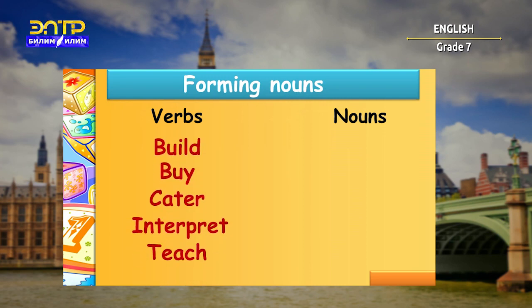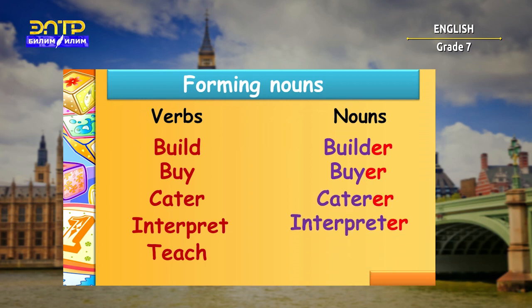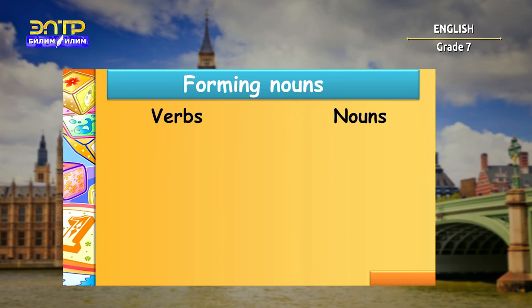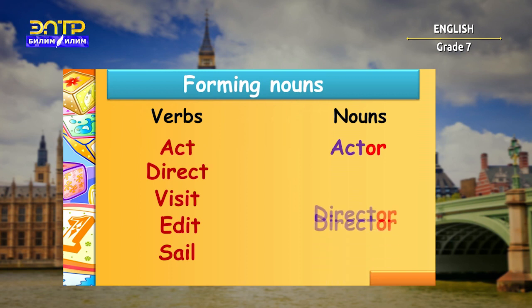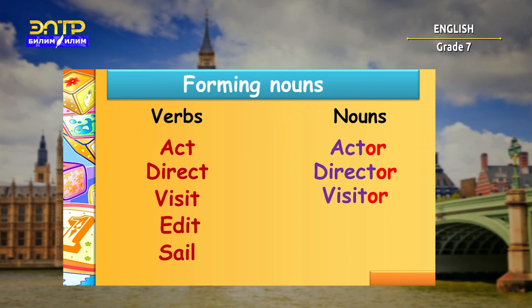So the suffix -er creates a noun from an action. You take an action and the suffix -er and create a person that is doing this action. For example, build, builder, buy, buyer, cater, caterer, interpret, interpreter, teach, teacher. The suffix -er is usually added to verbs to form nouns that indicate a person or thing that does a specific action. Sometimes the suffix -er can be written like -or. This suffix is also added to verbs to form nouns that indicate a person or thing that does a specific action. For example, act, actor, direct, director, visit, visitor, edit, editor, sail, sailor.